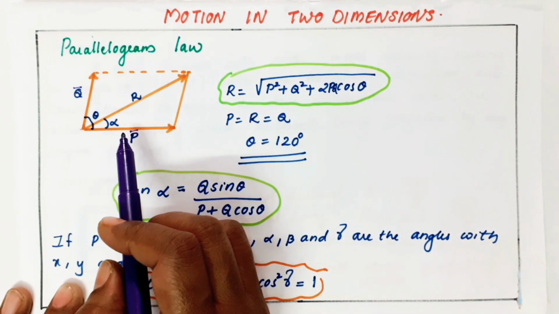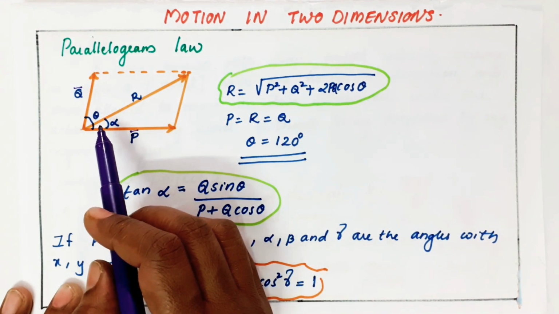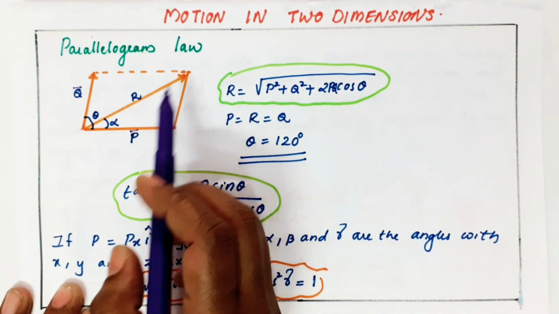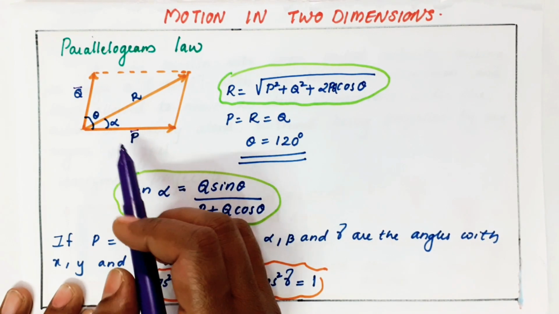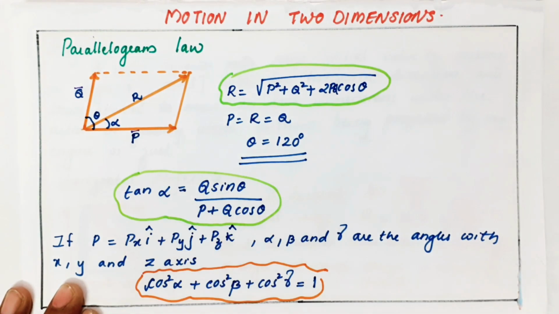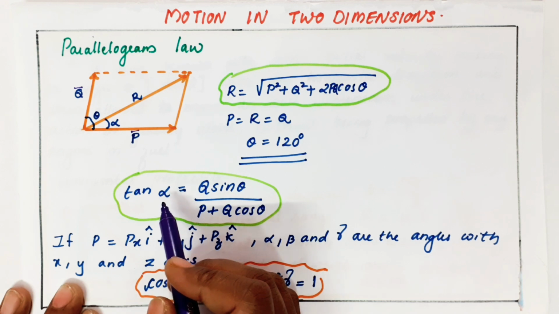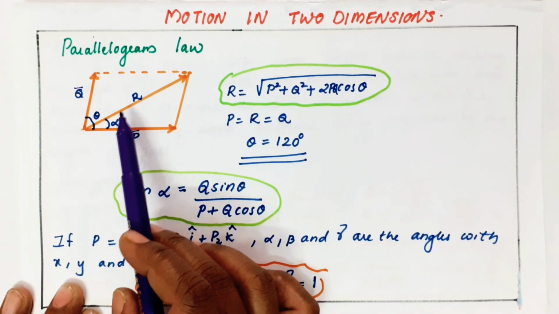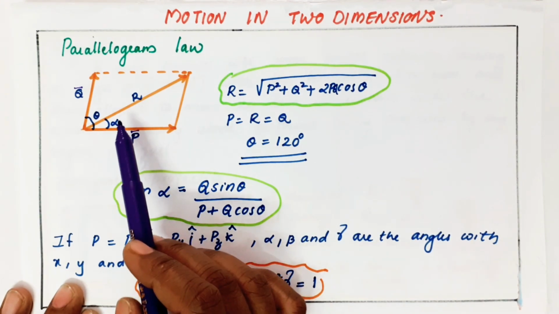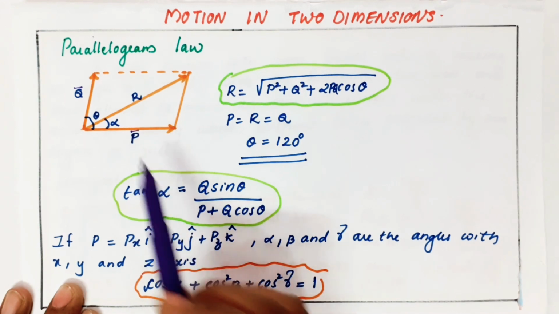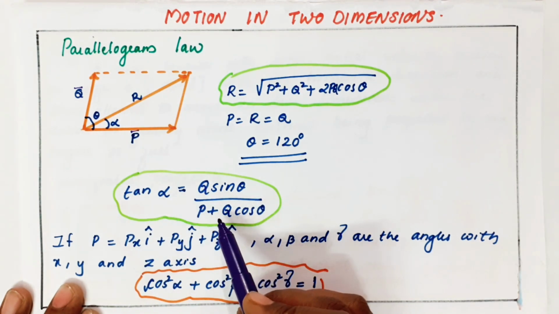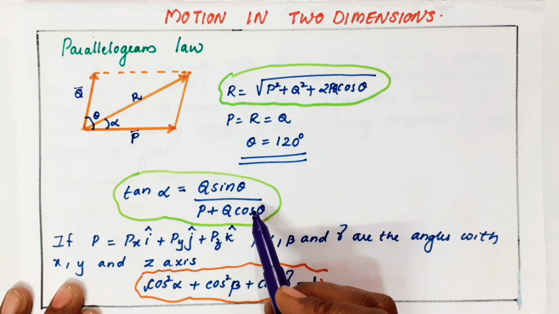The angle of inclination between P and Q is theta and the resultant is R. The angle of inclination between R and P is alpha. So alpha can be found by tan alpha. Sometimes they will ask in the question, what is the angle the resultant makes with a vector? That is, tan alpha is equal to Q sin theta divided by P plus Q cos theta.